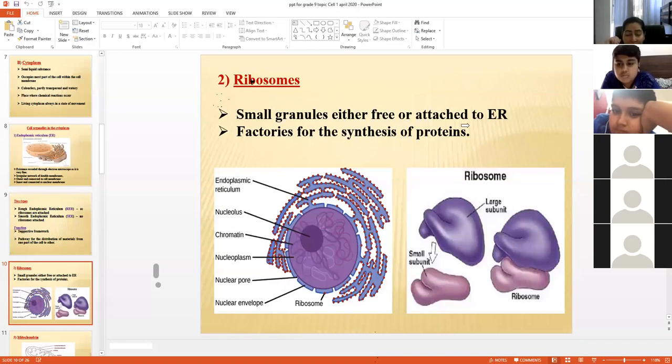So what does this mean? Even the organelles are all made up of proteins. So where are the proteins going to come from? The proteins are going to come from the ribosomes, because the ribosomes are the site where the protein synthesis takes place. And it is because of these proteins that the different organelles are being made.